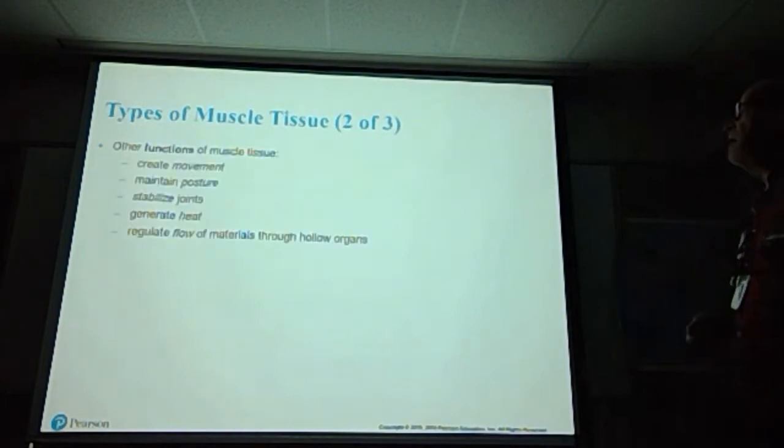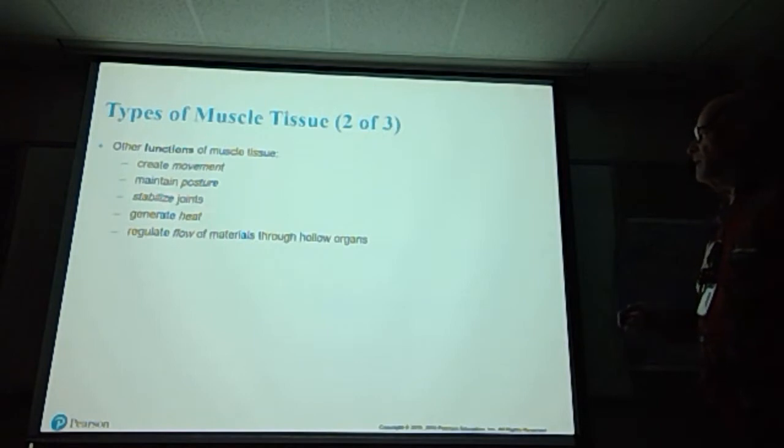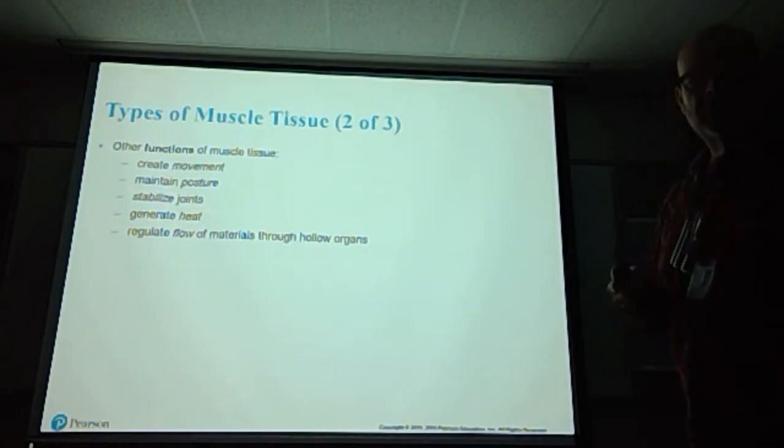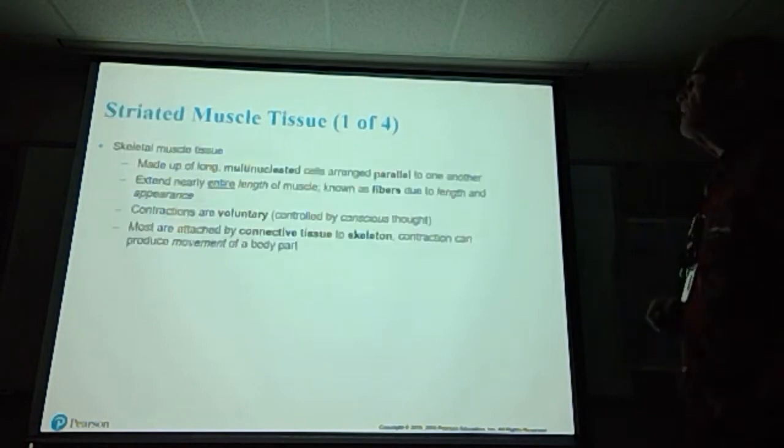Other functions of the muscle tissue, again, create movement, maintain posture, stabilize joints, generate heat, and to regulate the flow of materials through hollow organs, such as your esophagus and your intestines.